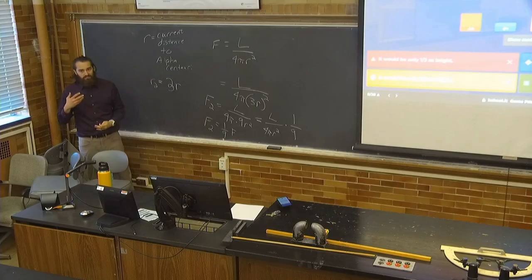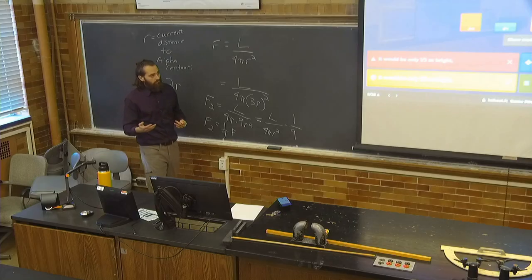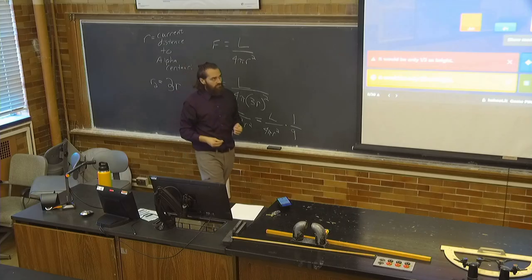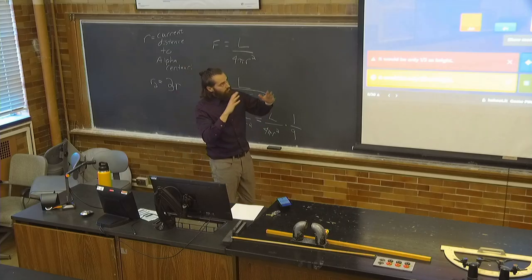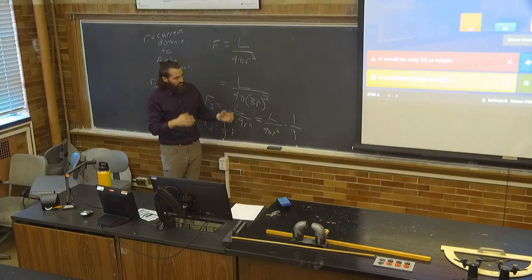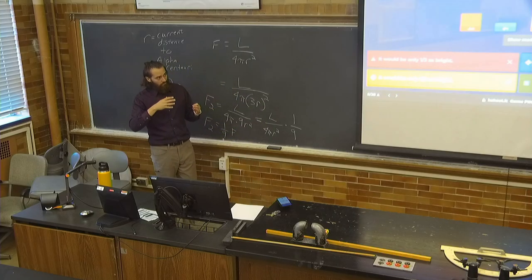And then the inverse is also true. So if I moved Alpha Centauri 2 times closer, it would now be 4 times brighter. So you just take whatever number is given and square it, and then you have to do the conceptual part of if it's closer, it gets brighter, if it's farther away, it gets dimmer.